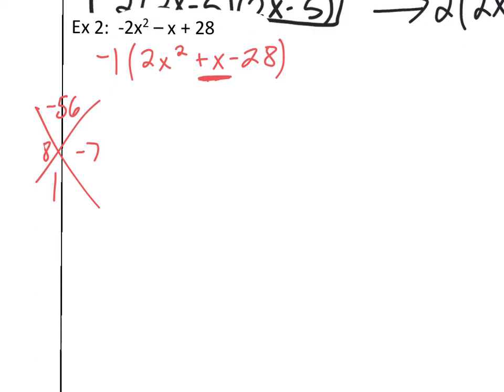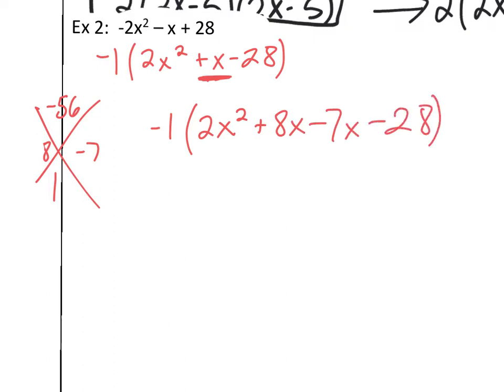And then put it back in across. So it's negative 2x squared plus 8x minus 7x. Yep. So you're just plugging it back in. This is the part we're factoring now, okay? So we keep this a positive 2x squared and a negative 28. Put in our new middle terms. Okay? Now we just do what?